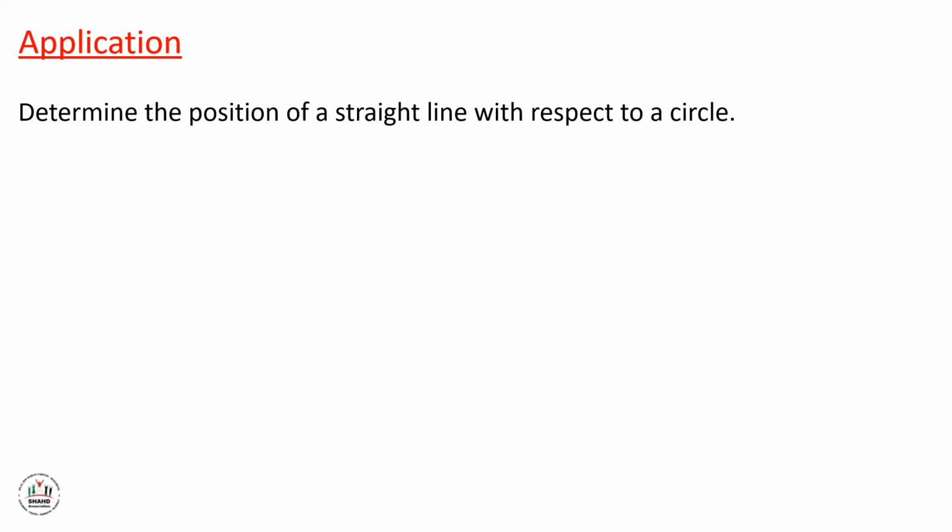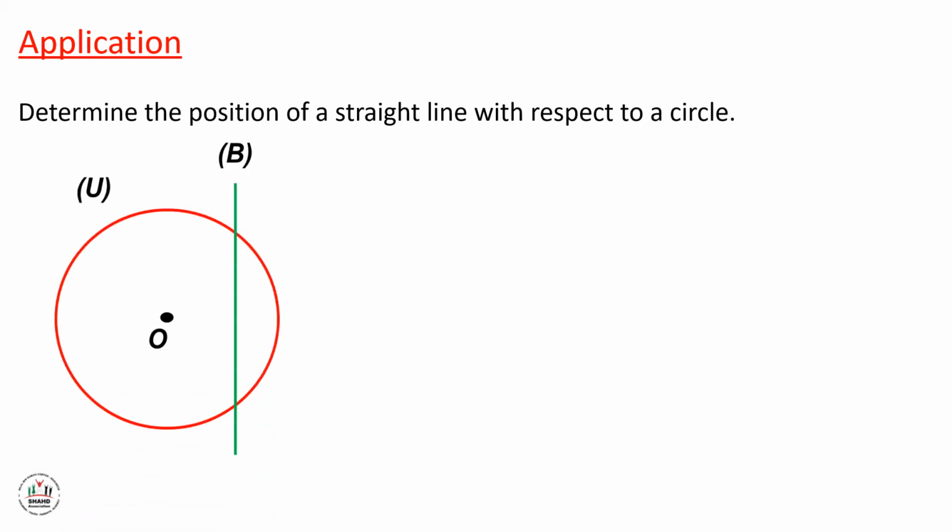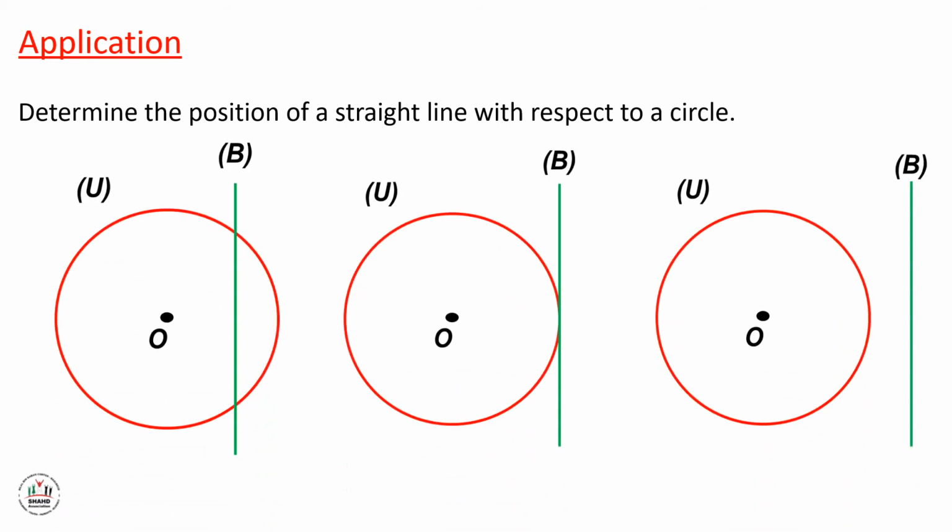Let's solve this application. Determine the position of a straight line with respect to a circle. Try to pause the video for seconds and answer the question. So the first figure, the line is inside the circle and it cuts the circle in two distinct points. That's why we call line B secant.